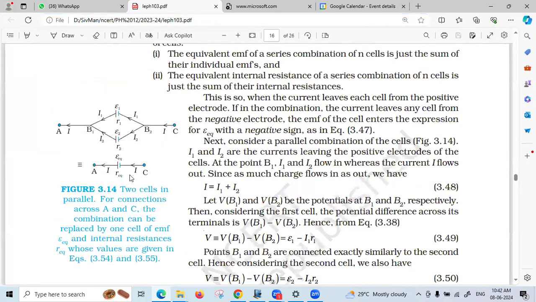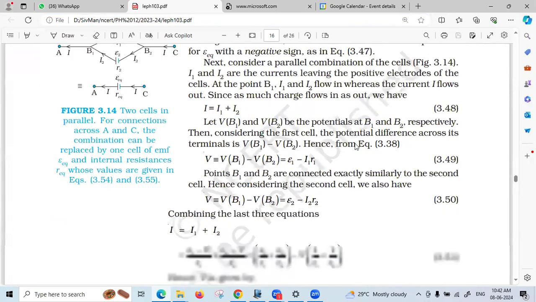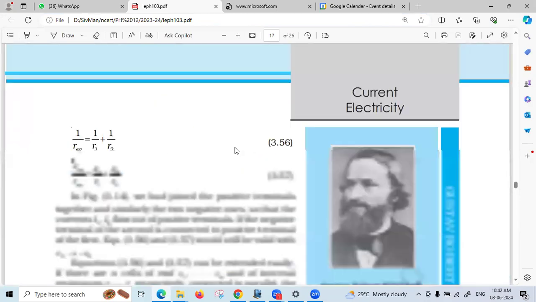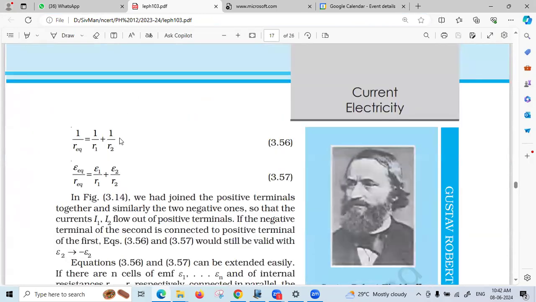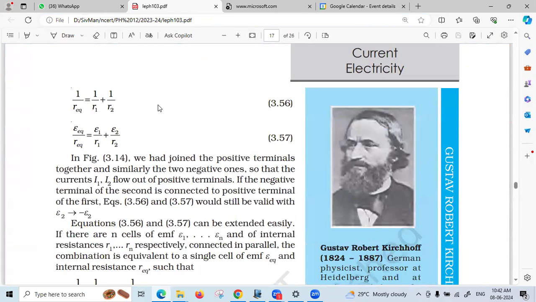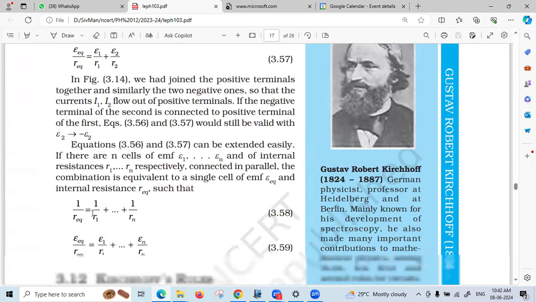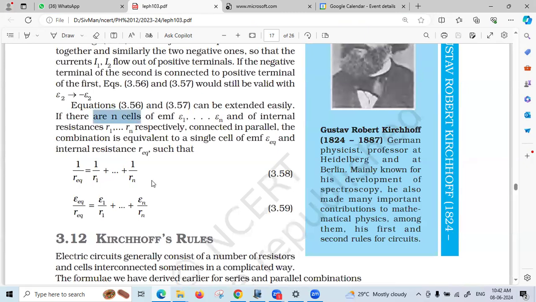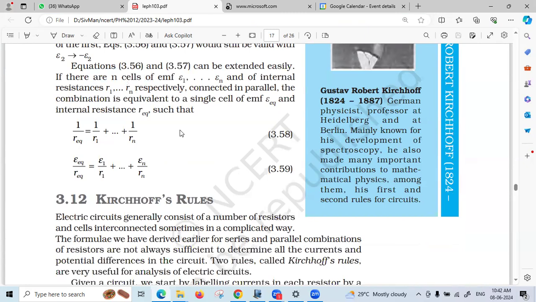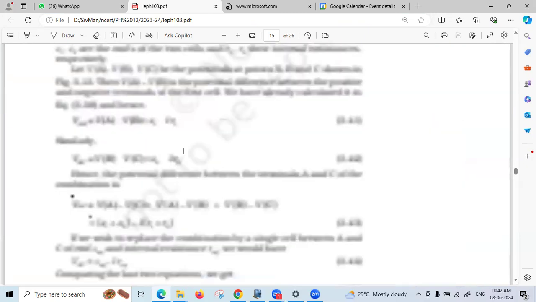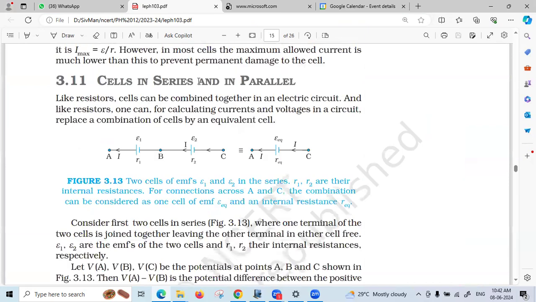Two cells in series replaced by a single equivalent cell. So this is the final relation. 1 by R equivalent is like a parallel combination of resistors, right? In parallel combination, the reciprocal of resistance will get added. In addition to that, here E equivalent is also getting added in a certain way. So E equivalent by R equivalent is equal to E1 by R1 plus E2 by R2. So this I can extend to N cells. And if the polarity of a cell is reversed, the E sign you have to change accordingly. So this is cells in series and parallel.